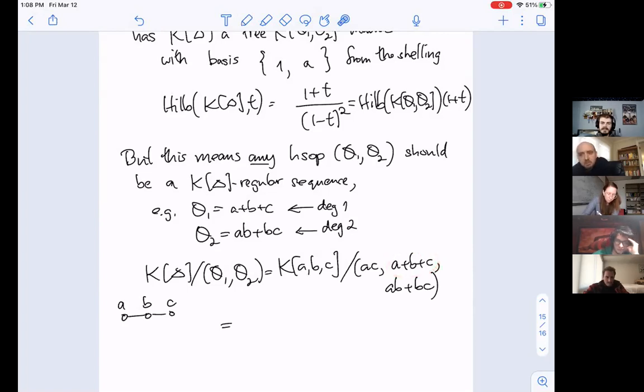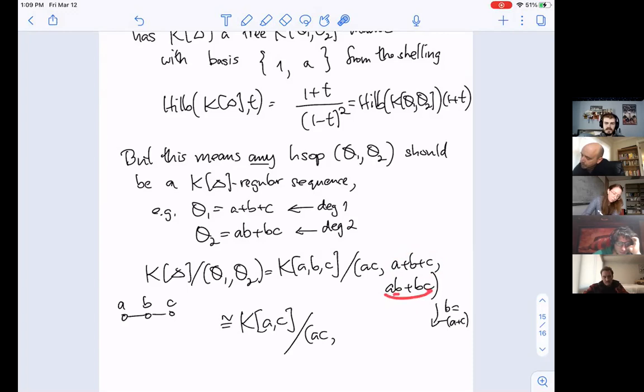Since I'm setting A plus B plus C as 0, you could think about that as B is getting set to negative A plus C, and just get rid of the B variable. I claim that this is isomorphic to, as rings, just having 2 variables, A and C. I still have to mod out by the AC. I no longer need this relation because the B variable is gone.